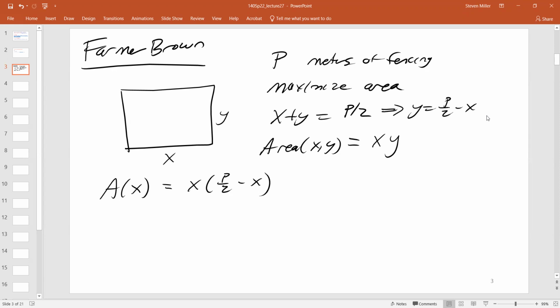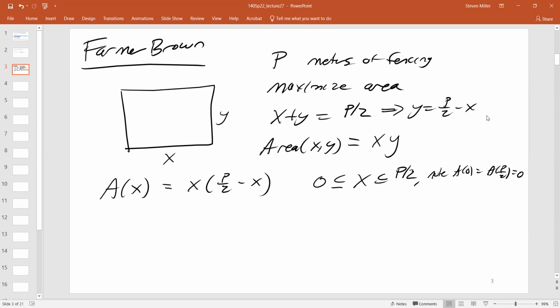How small can x be? How large can x be? Not p. P divided by 2. You could have y go all the way down to 0. So 0 is less than or equal to x, which is less than or equal to p halves. Note A of 0 equals A of p halves equals 0. So we don't actually have to worry about the endpoints maximizing the volume because of the area, because you're going to just get a 0 area.